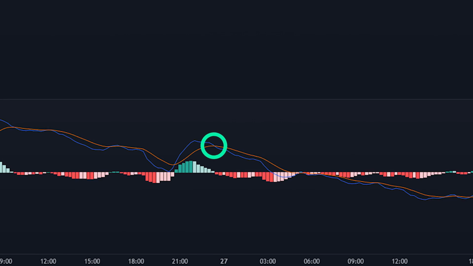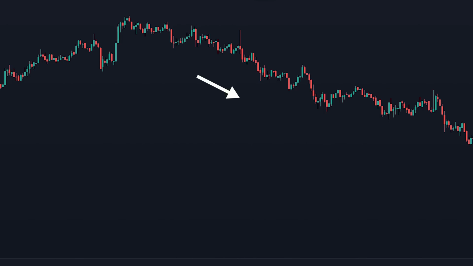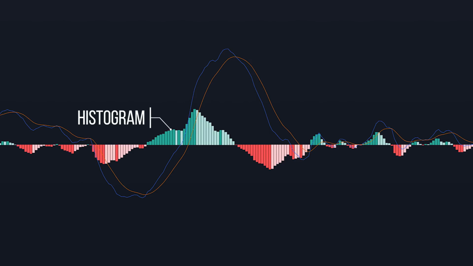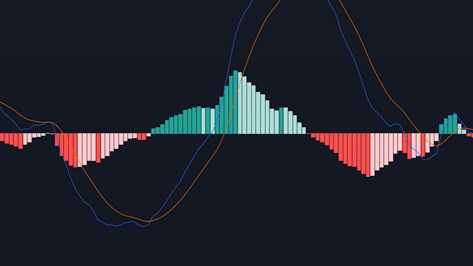You can also use the histogram to indicate how much momentum there actually is. So if the histogram is getting bigger, that means there is an increase in momentum. If it's getting smaller, there's a decrease in momentum.